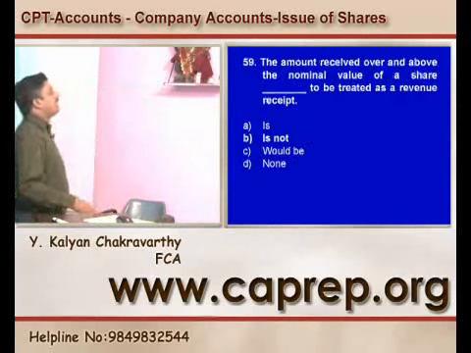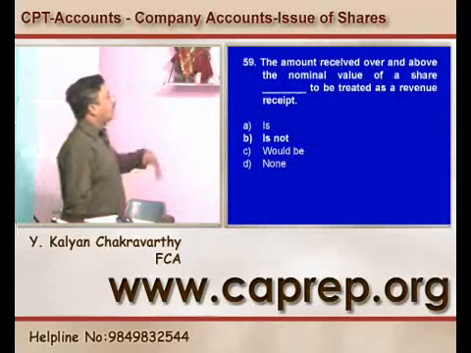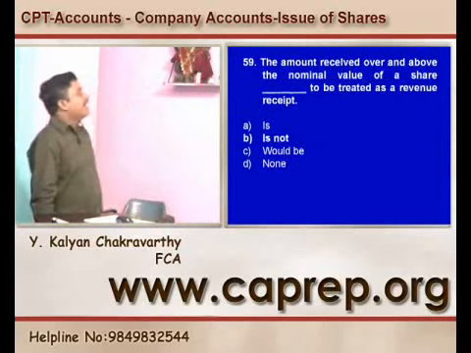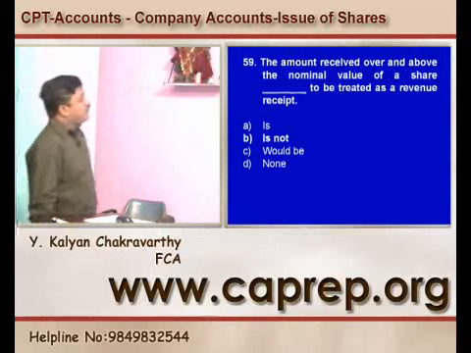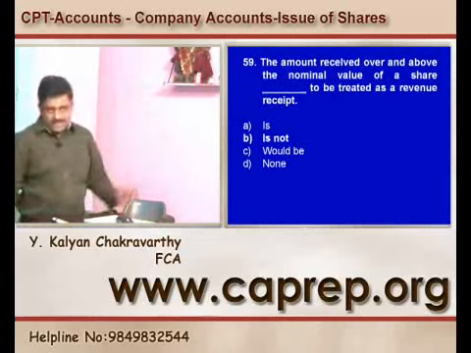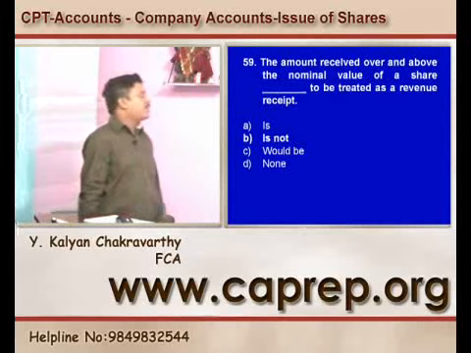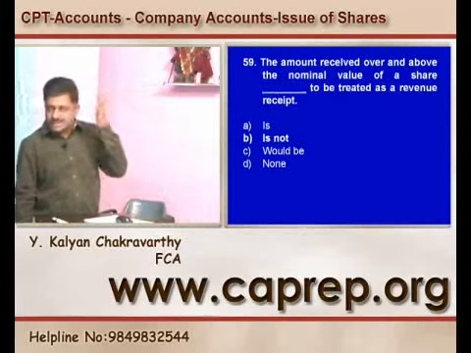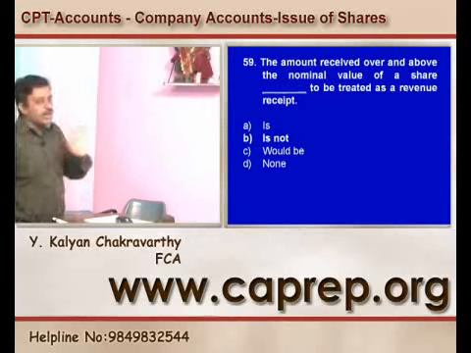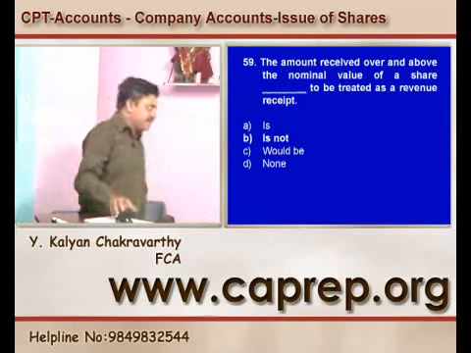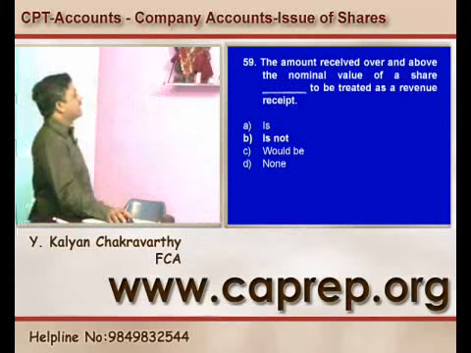Question number 59. The amount received over and above the nominal value of a share dash to be treated as revenue receipt. It is not to be treated as a revenue receipt. That is, the amount received over and above the nominal value is called security premium. Security premium is not a revenue receipt, it's a capital receipt. So is not. B is the right answer.